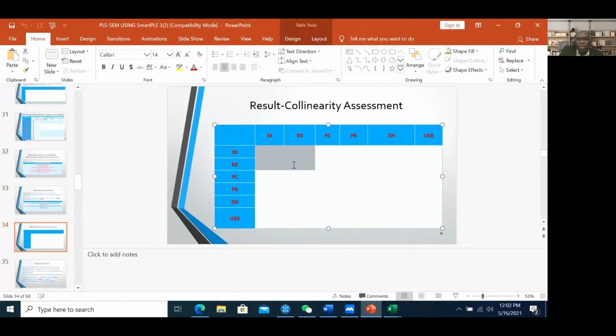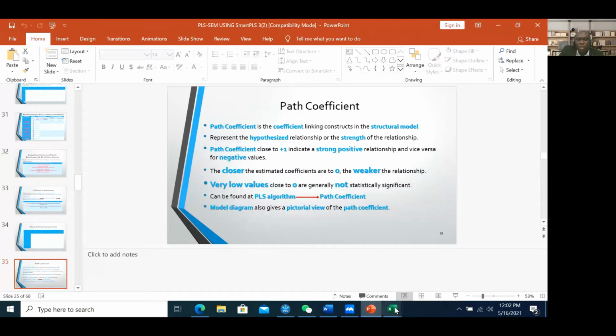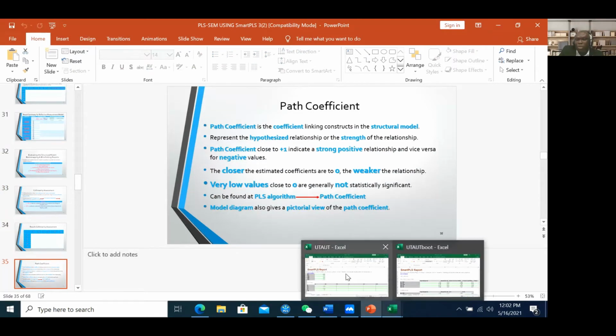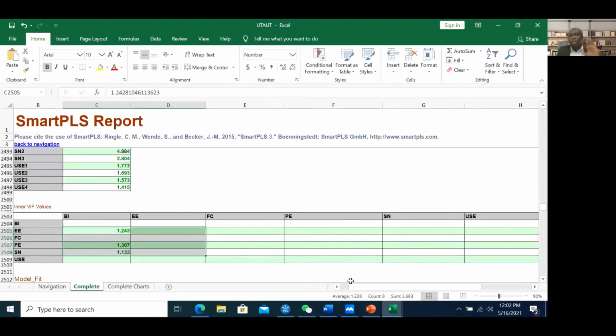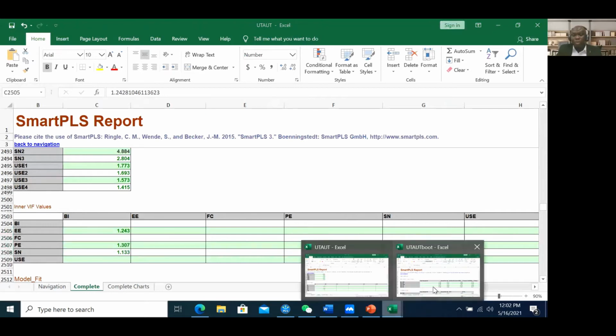So the inner VIF, you can put it into this table. All right. So that's all the things we'll be looking for in the PLS report. Let's go to the bootstrapping report.